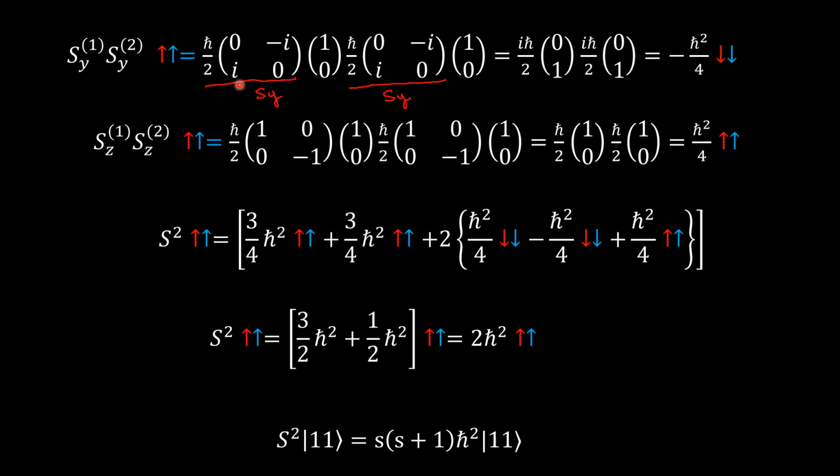See here, spin up state [1, 0] will become [0, 1], spin down state. If you multiply iħ with iħ, you will get minus ħ², and 2 into 2, 4. You will get minus ħ²/4, of course spin down, down.